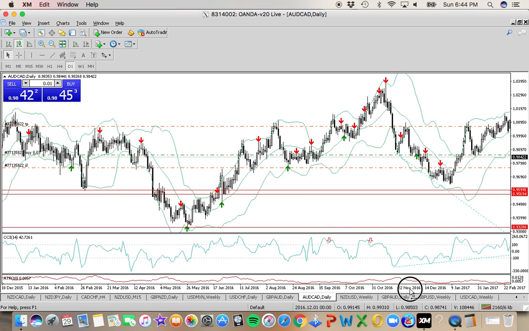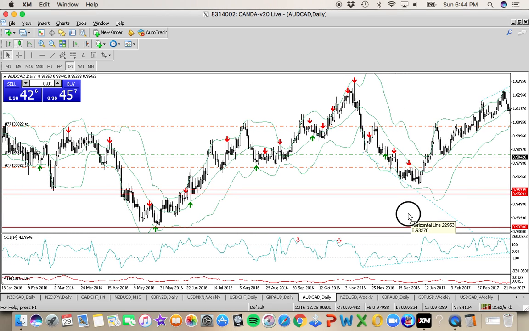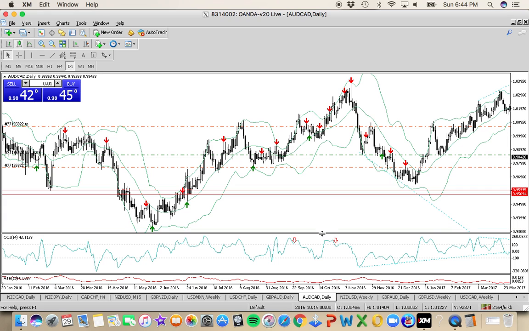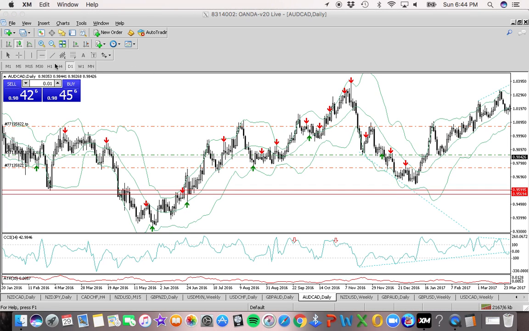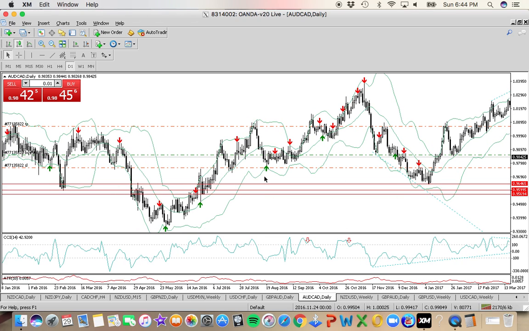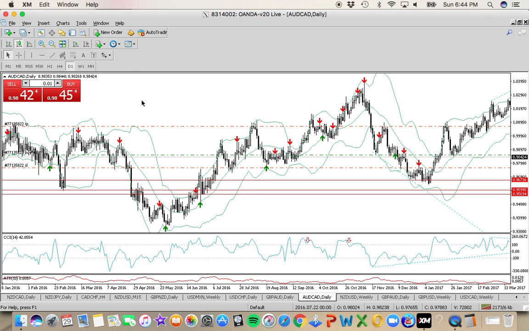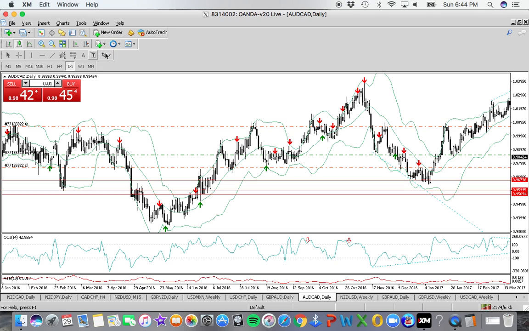Was that the divergence that we were looking at? No, that wasn't even a divergence. That's what I thought. We're up here. So obviously we would have been looking at the start. We would have been possibly looking at this one right here as a demand zone. This pin.